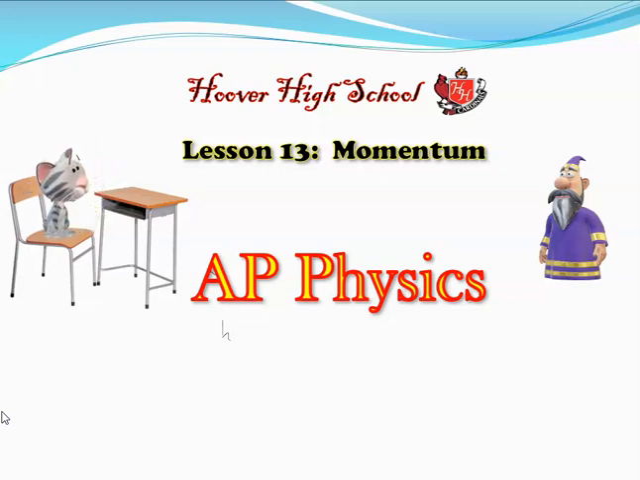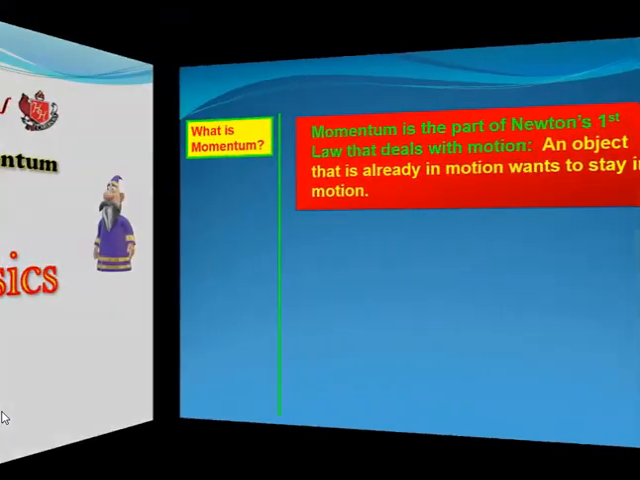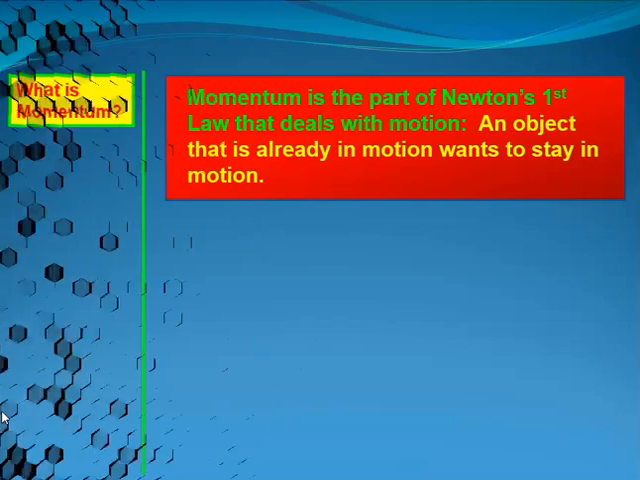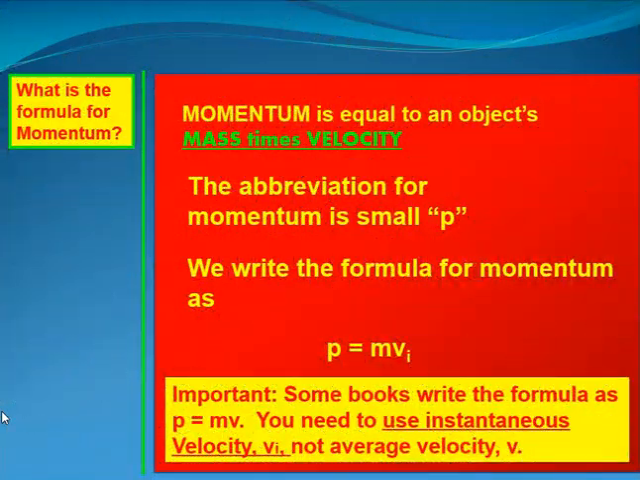AP Physics, this is summer lesson number 13, and it's on the subject of momentum. So what is momentum? Momentum is the part of Newton's first law that deals with motion. An object that is already in motion wants to stay in motion. Momentum is equal to an object's mass times velocity. The abbreviation for momentum is lowercase p.